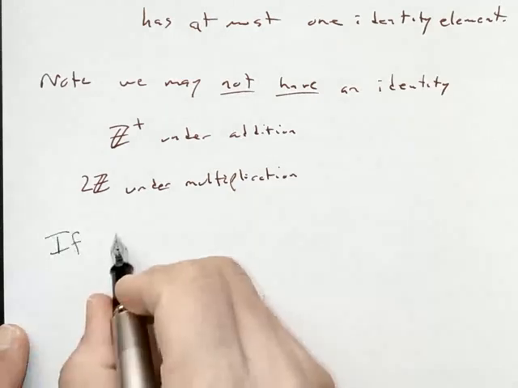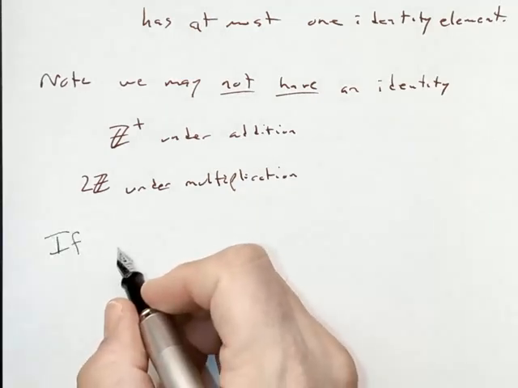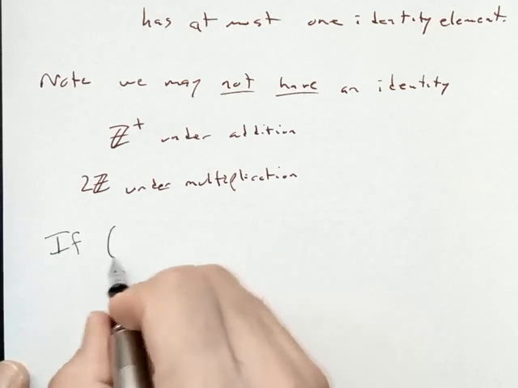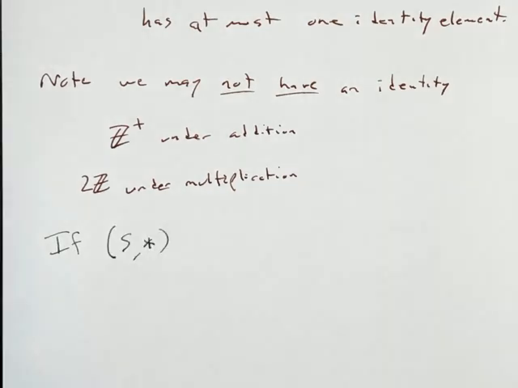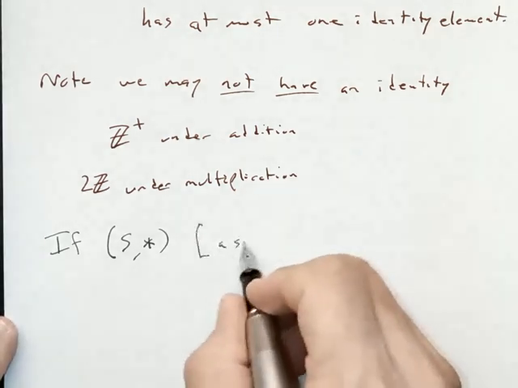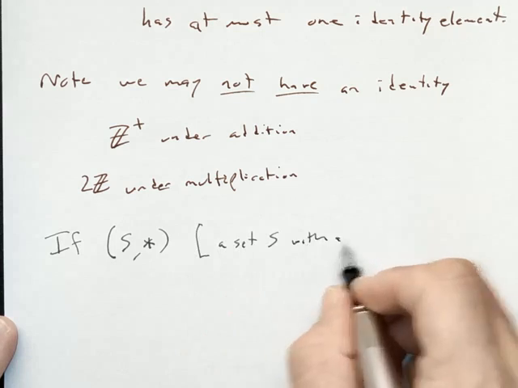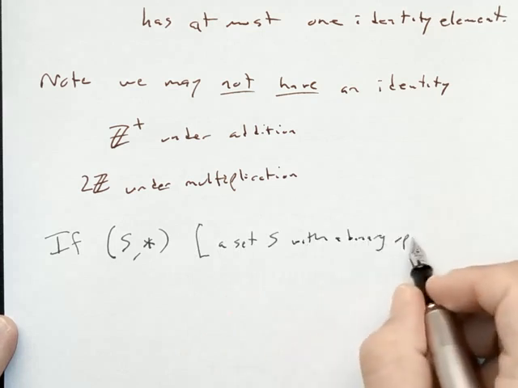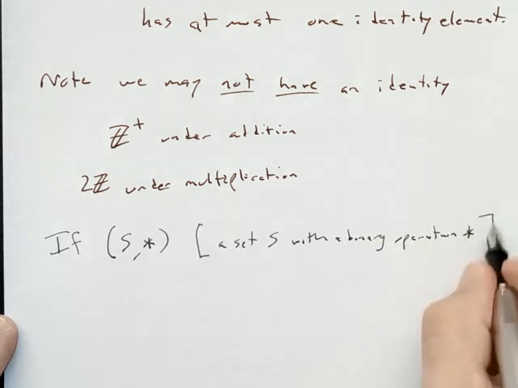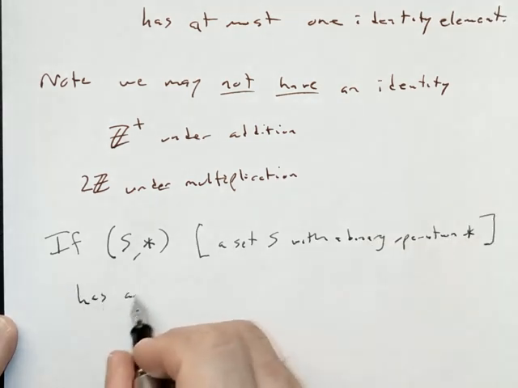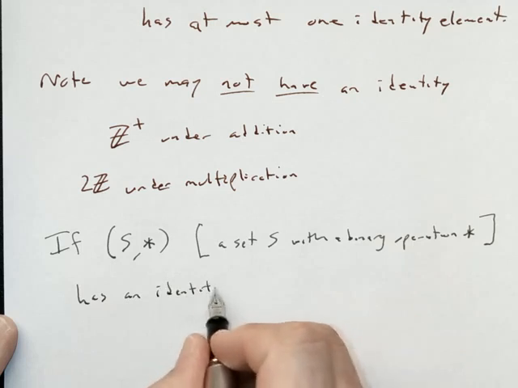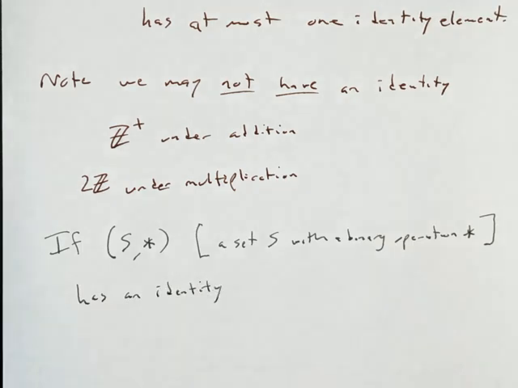All right, I keep putting a set with a binary operation. I'm actually going to write that as an ordered pair. So I'm thinking about a particular set with a particular operation. Now let's suppose for a moment that this particular set and operation has an identity. So I'm working where I know I have an E. We'll even call it that.